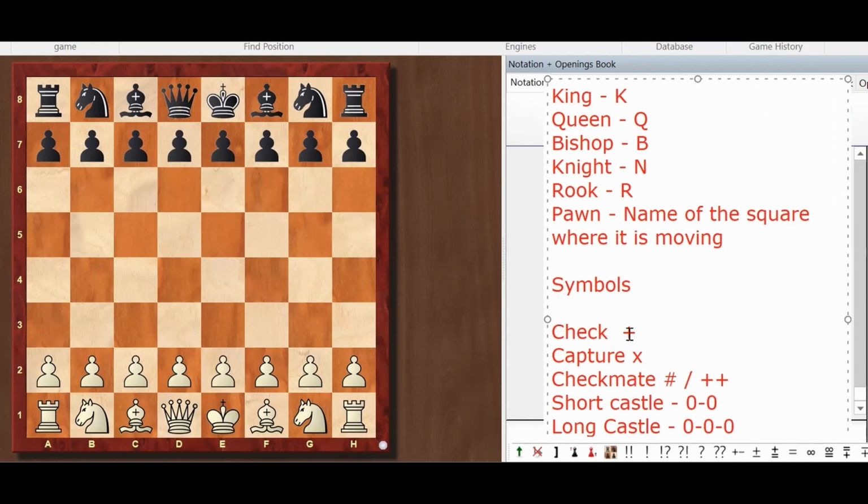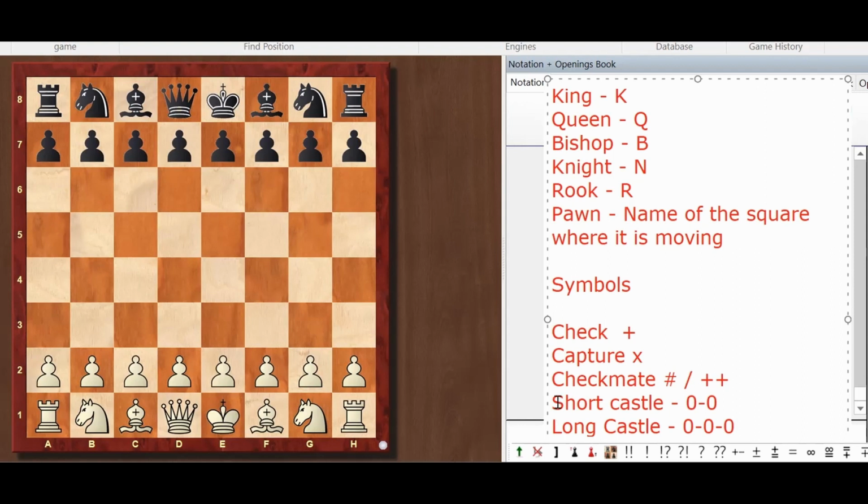A check is a plus sign. After this, I will show you a sample game in which we'll see how you can actually read or write a game of chess. So a check is plus, a capture is a cross, you can use the X sign. A checkmate is hash or double plus. Either of these notations can be used to show a checkmate.